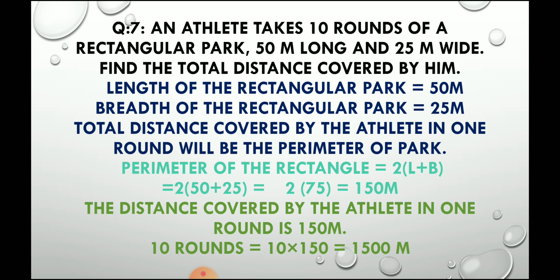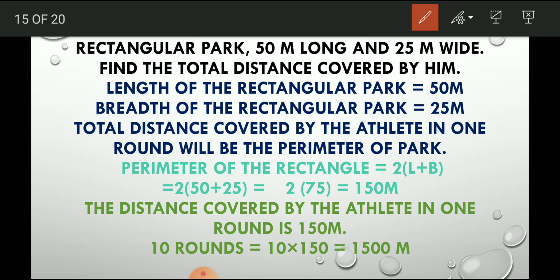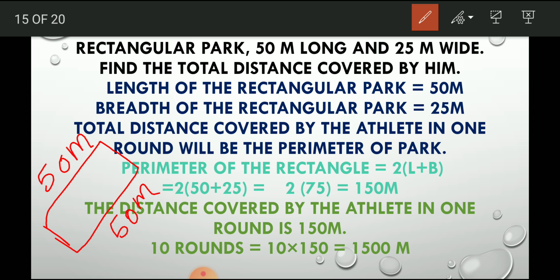See, the rectangular park. Here the long, I mean the length, is 50 meter. This is also 50 meter, and the wide, that is 25 meter. Here also 25 meter. So the wide is B, and the length is L. This is L, this is B.